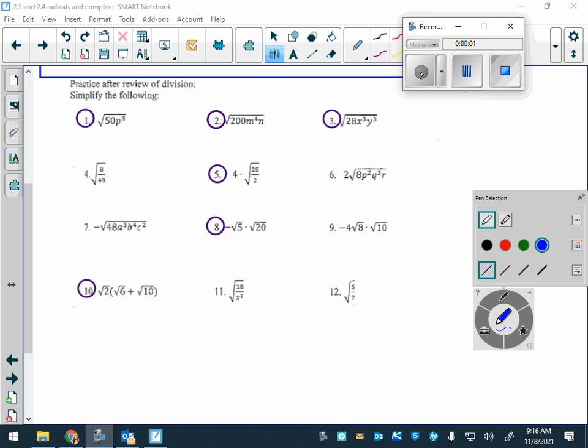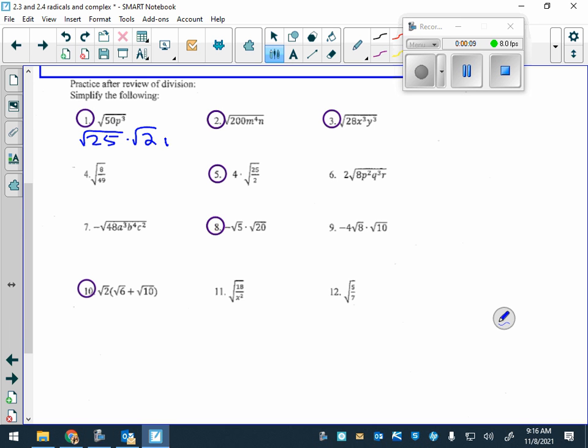Number 1, what are 2 factors of 50? 2 and 25. So if I wrote it separately, like this, I expanded the p cubed to 3 p's, right? Square root of 25 is what? 5. Can't do anything with the square root of 2, so that stays in. Now, for square root of p cubed, I'm looking for a pair. So I have a pair of p's, so 1 comes out. Whatever I did not circle stays inside.